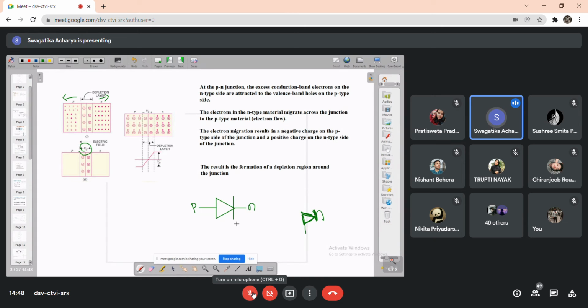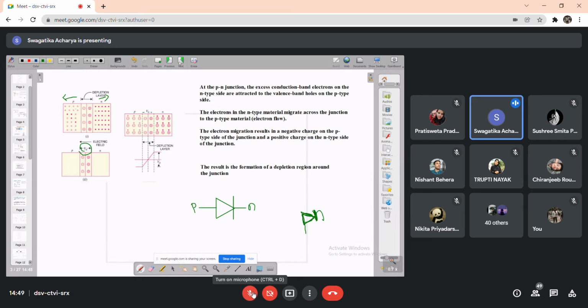The term biasing refers to the application of external voltage across the two terminals of the device to extract a response. Okay. So that is why we will study about biasing for this PN junction diode. Okay. So biasing always gives rise to three conditions.